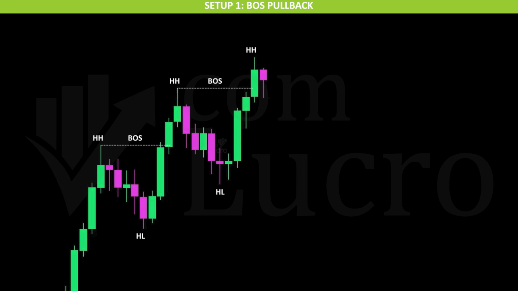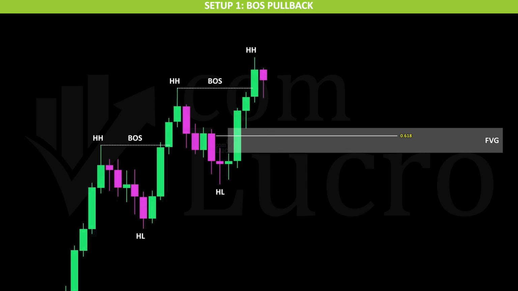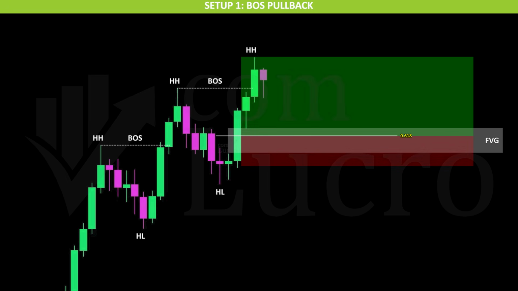Instead of chasing price, we wait patiently for a pullback to enter at a more favorable level. We define our range from the swing low to the new high and wait for price to retrace into that zone. The ideal scenario is to see rejection around the 0.618 Fibonacci level, or within a fair value gap, before entering the trade and targeting at least the previous high. It is one of the safest ways to trade within a trend because you enter with confirmation instead of chasing.